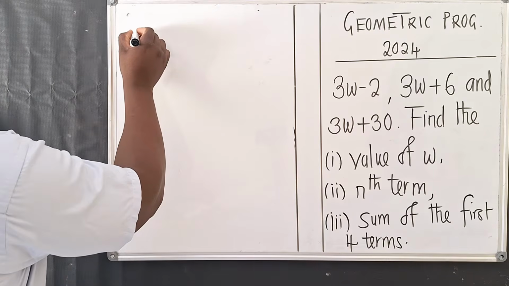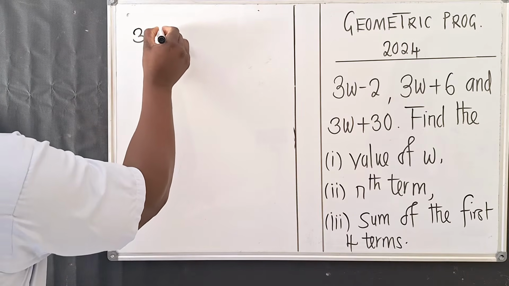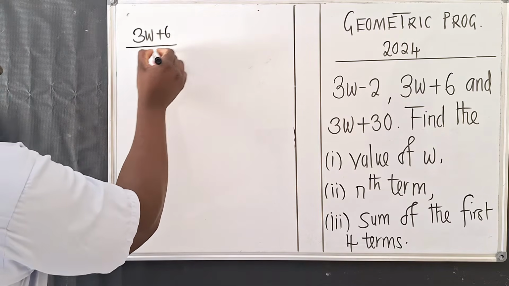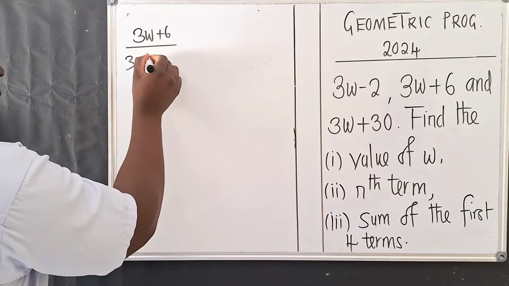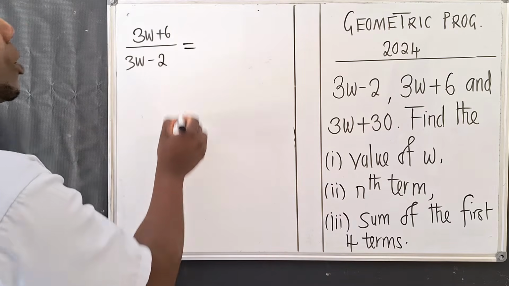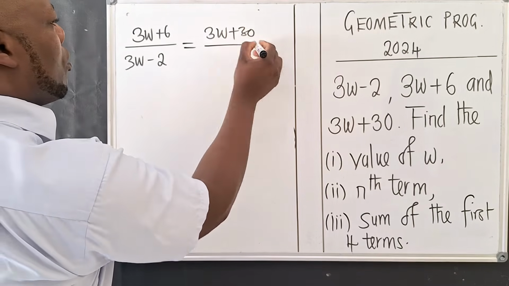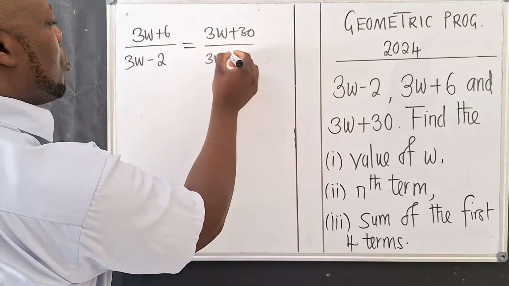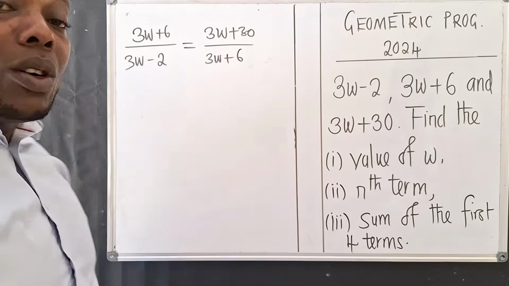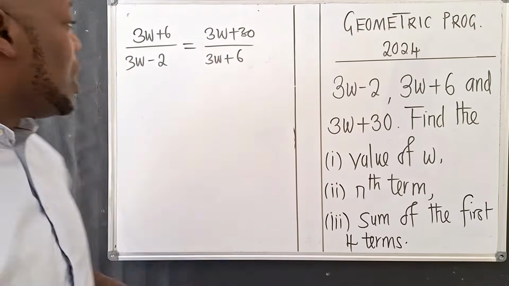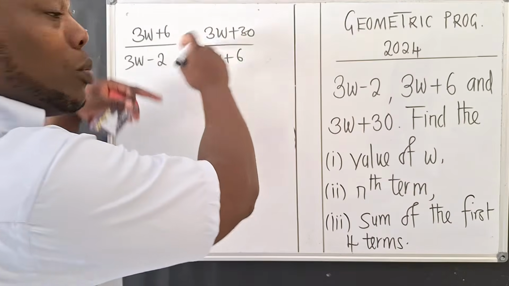It will be (3w + 6)/(3w - 2) = (3w + 30)/(3w + 6). So solve this equation by simply cross multiplying.